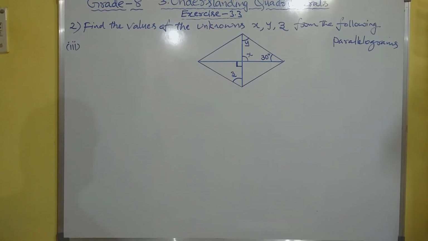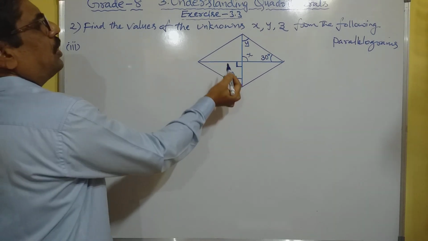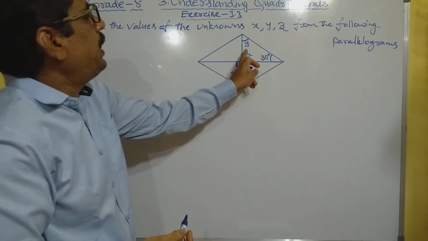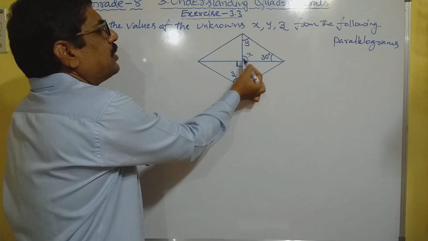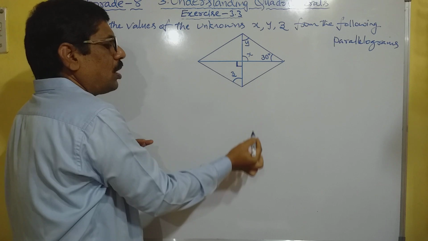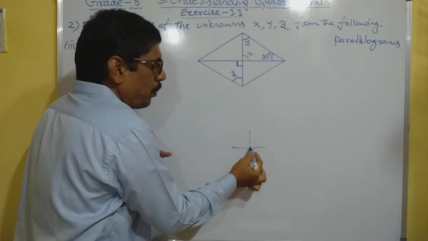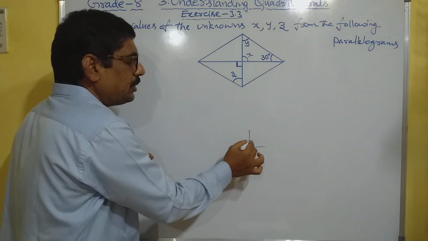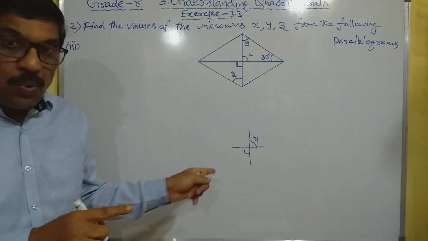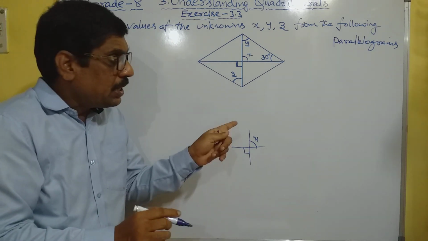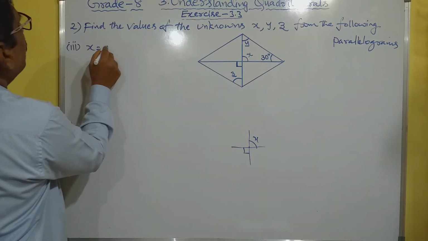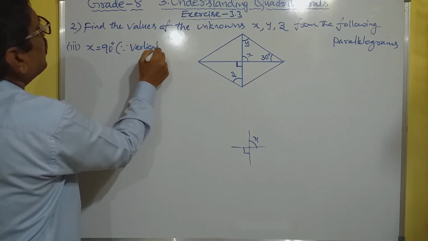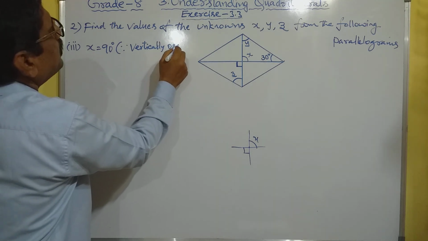Now the third problem from the second Roman. See, here this is a parallelogram. In this parallelogram, we need to find x, y and z values. Here x is equal to 90 degrees. Look at this corner, at the point of intersection of the diagonals, this angle is given 90 and this angle is x. They both are vertically opposite angles, so they will be equal. So x is equal to 90 degrees since vertically opposite angles.